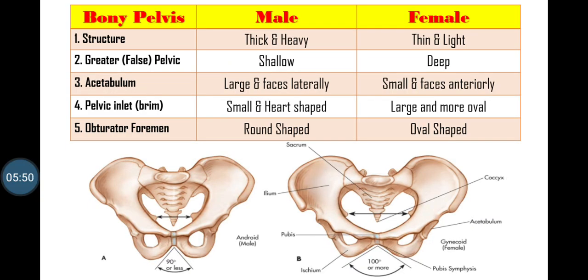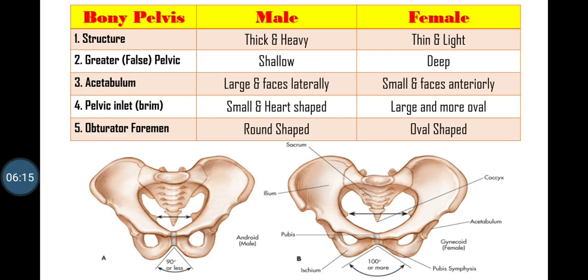Here is a comparison of male and female pelvis. Male pelvis structure is thick and heavy. Structure of female pelvis is thin and light. Greater pelvis of male is deep and in female it is shallow.